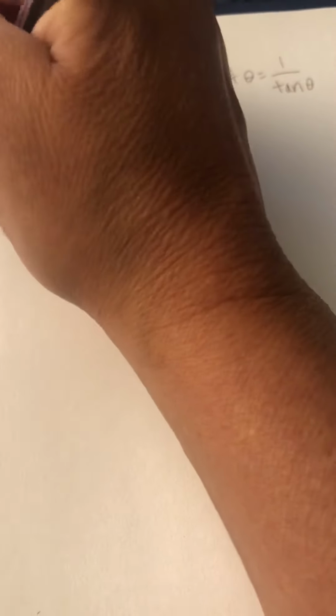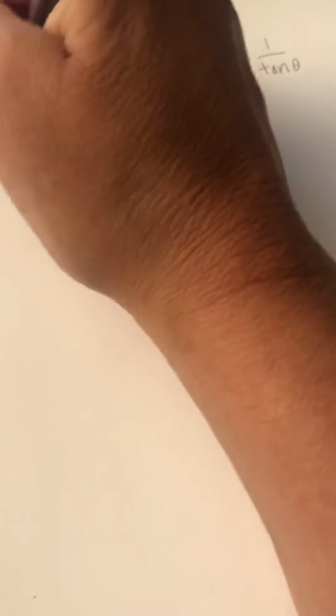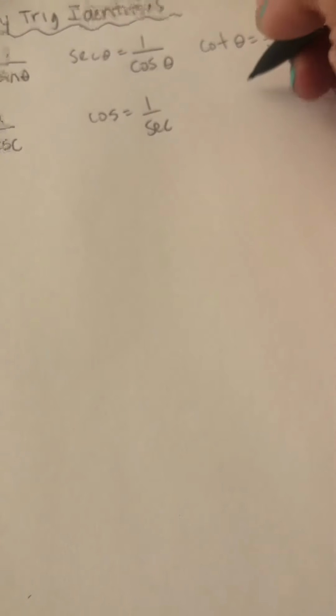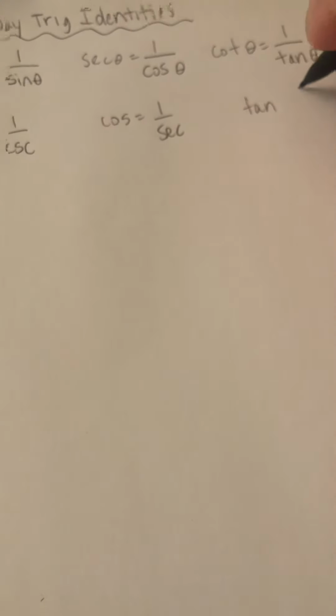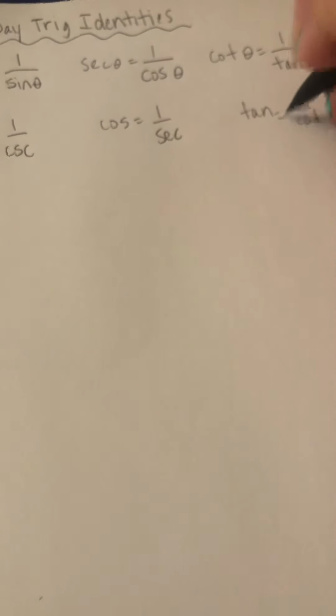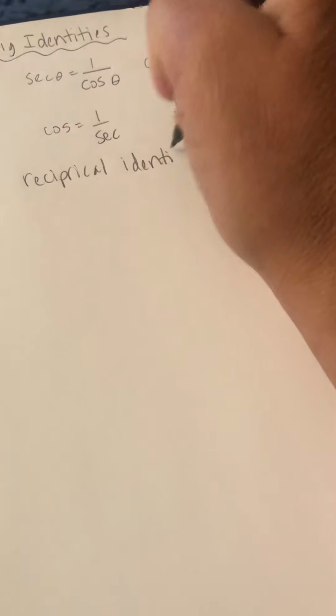So those three we know. So then we can also get the other. Sine theta would then have to be 1 over cosecant. Cosine would have to be 1 over secant. And tangent would be 1 over cotangent. Okay? These are called the reciprocal identities. Okay?